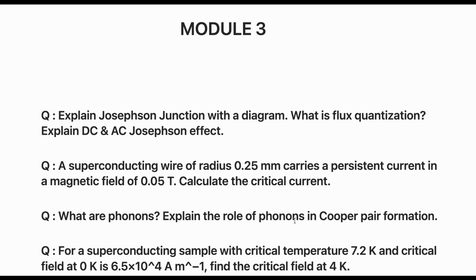So how can we calculate the critical current, which is nothing but Ic equals 2 pi R B by mu naught. B is the magnetic field which is given in this question, Ic is the critical current which we have to calculate, and R is the radius which is given in this question, which is 0.25 mm. So this is the way to solve the second question.